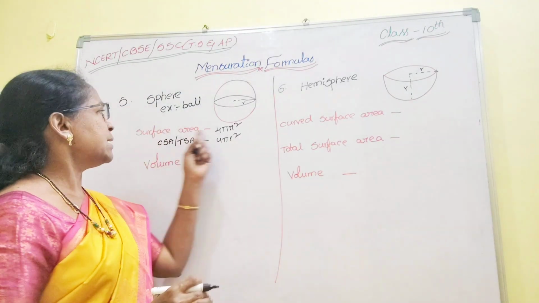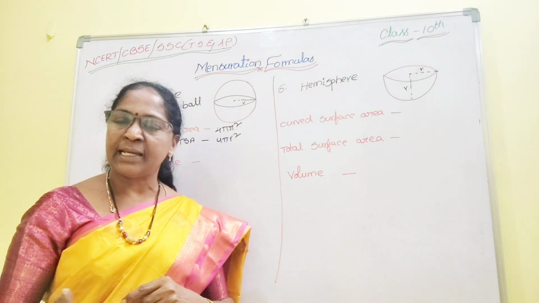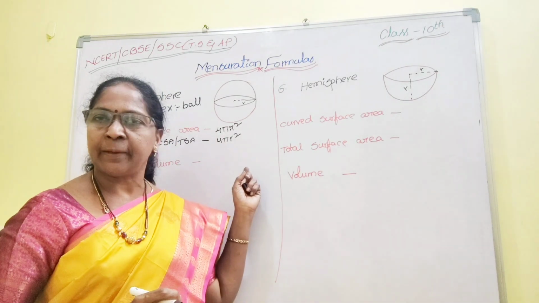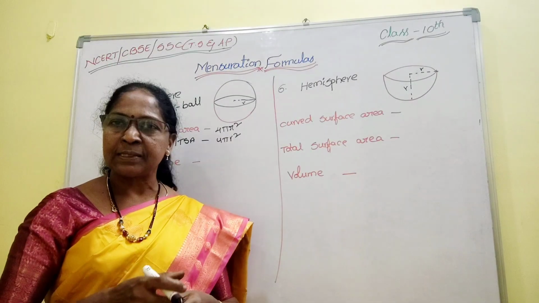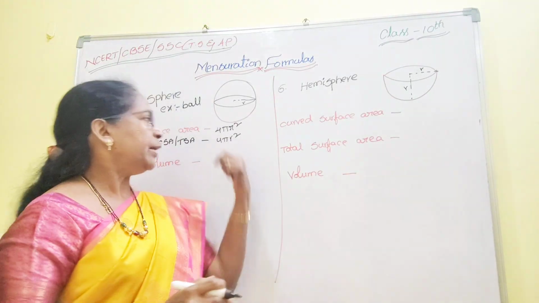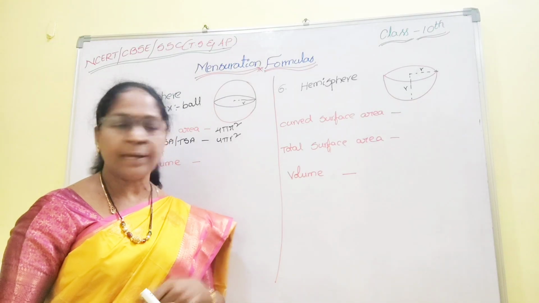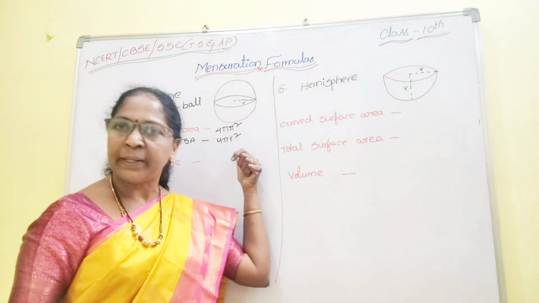In this, the CSA or TSA, the total surface area of the sphere, equals 4 pi r square. There are no upside and bottom sides; all sides are the same. So here both total surface area and curved surface area are the same. The value equals 4 pi r square.